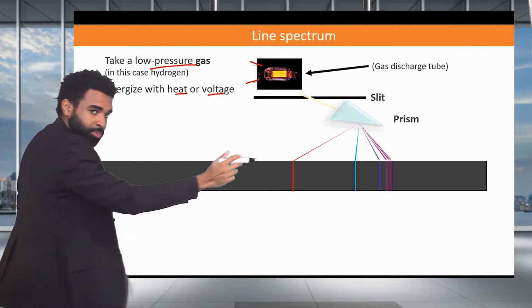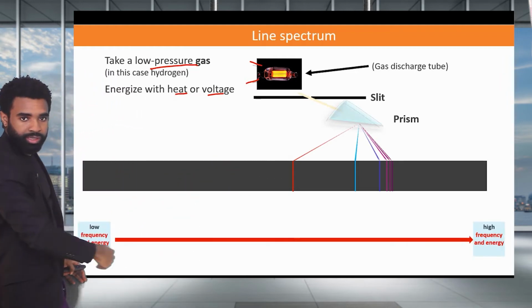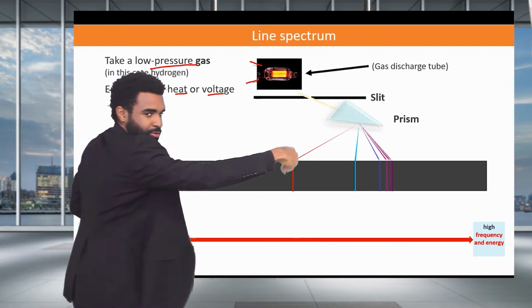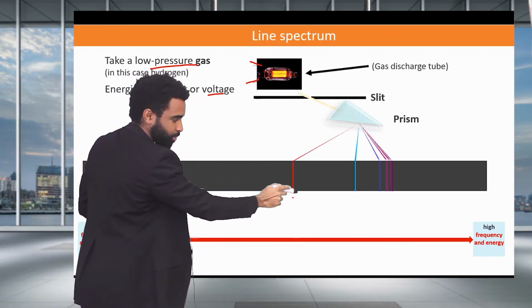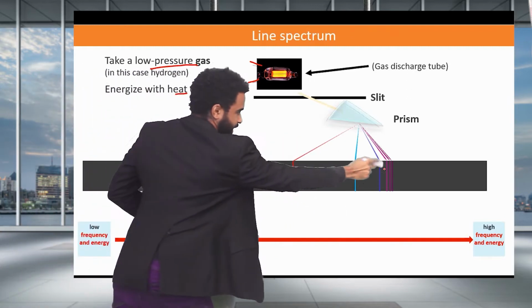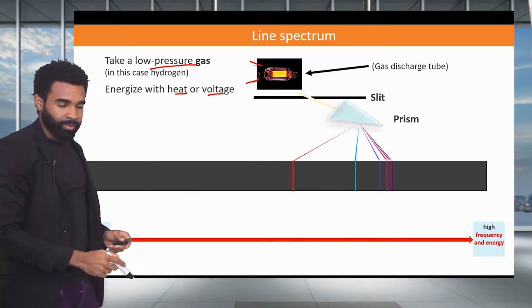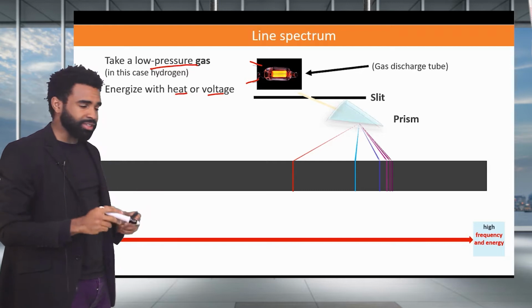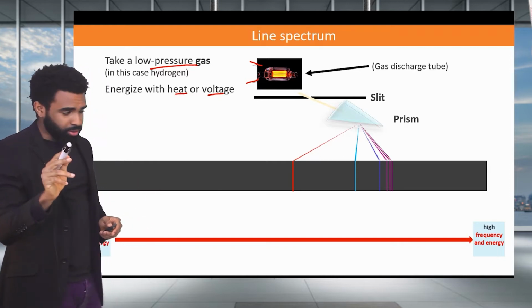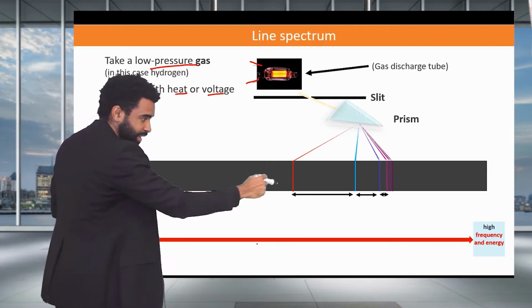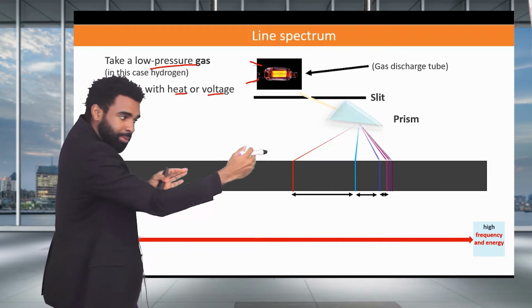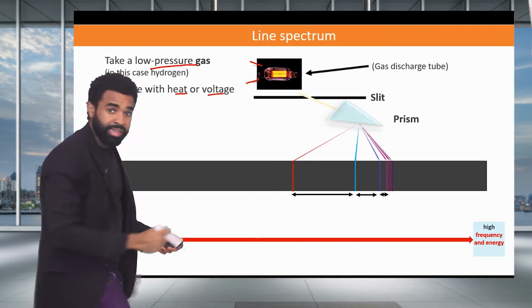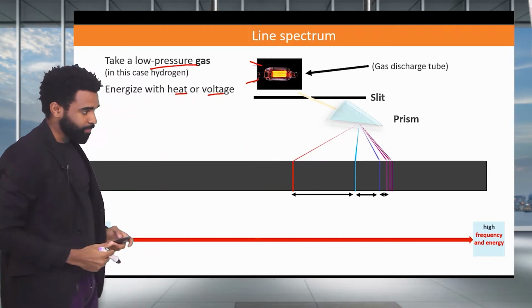The order is still preserved, so we still have the low frequency, low energy at one side and the high frequency, high energy at the other side. So for example, red is lower energy than those violet colors there. But most of the spectrum is gone and we're just left with a series of lines. We also notice that for these lines, the distance between them seems to be getting progressively smaller.